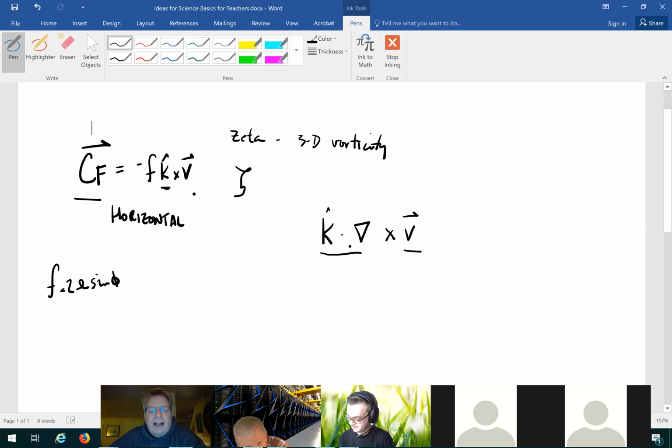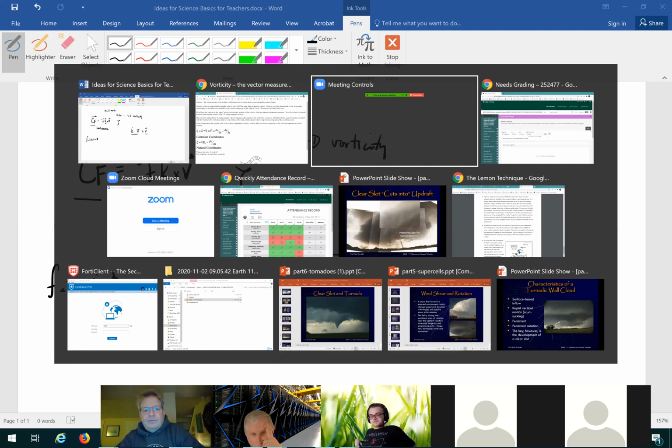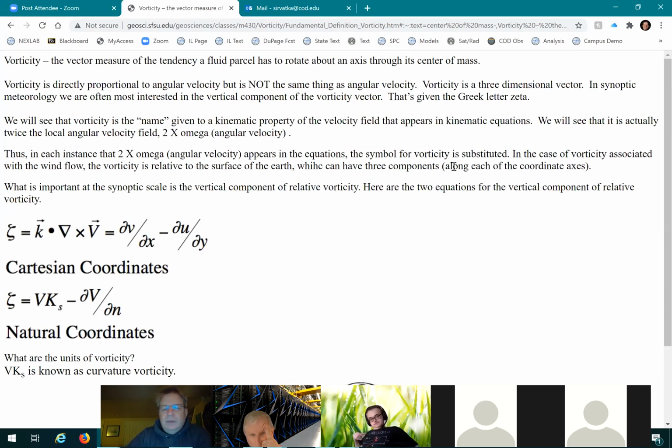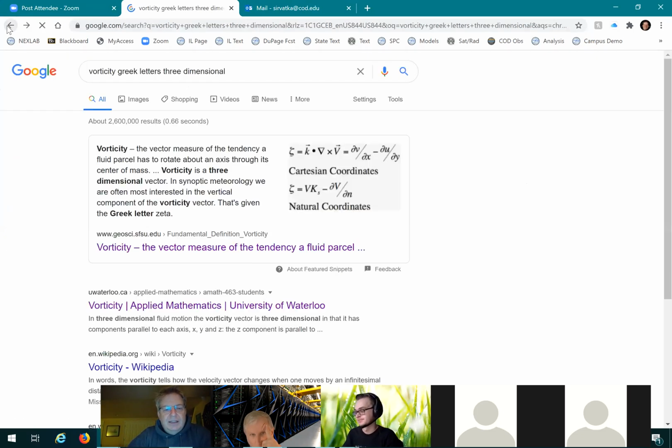Because what's the numeric value of k? Remember, k is a unit vector. Oh, it's a unit vector. That means it's the value of 1, so you're not changing anything. You're just focusing on the horizontal vector of it. If you take out the cross k, you get a three-dimensional vector, which is fine. But if I want to look at horizontal vorticity, that's what I'm doing. So when you look at that in your book, you will see that that's part of what that is. All right, I need to go here. I'm still not happy because I'm trying to find something.